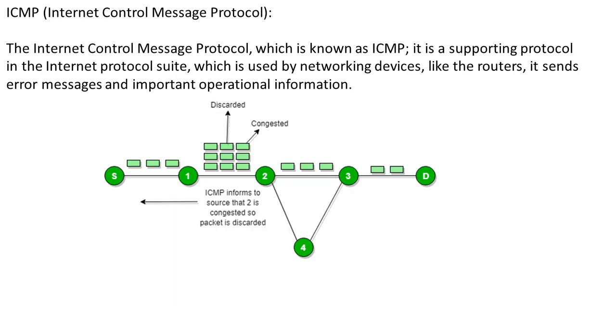ICMP, that is Internet Control Message Protocol. The Internet Control Message Protocol, known as ICMP, is a supporting protocol in the Internet Protocol suite, which is used by networking devices like routers. It sends error messages and important operational information.